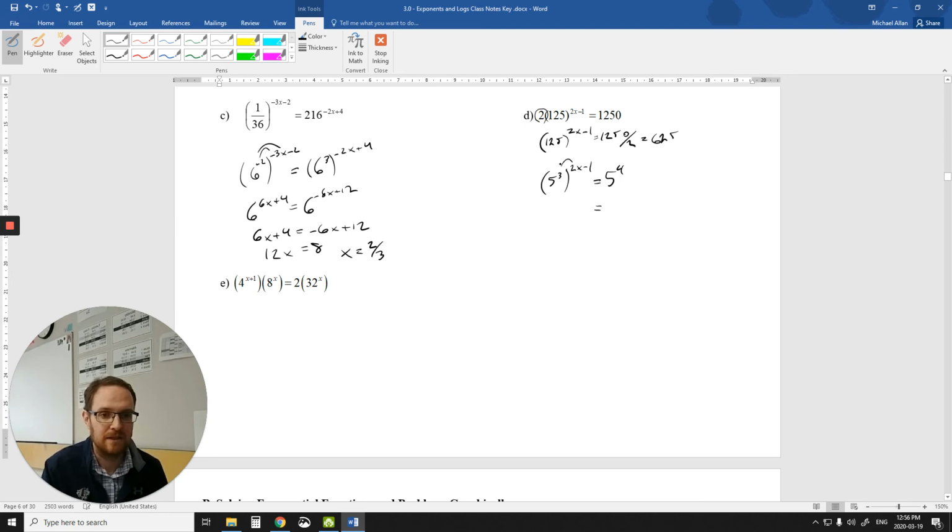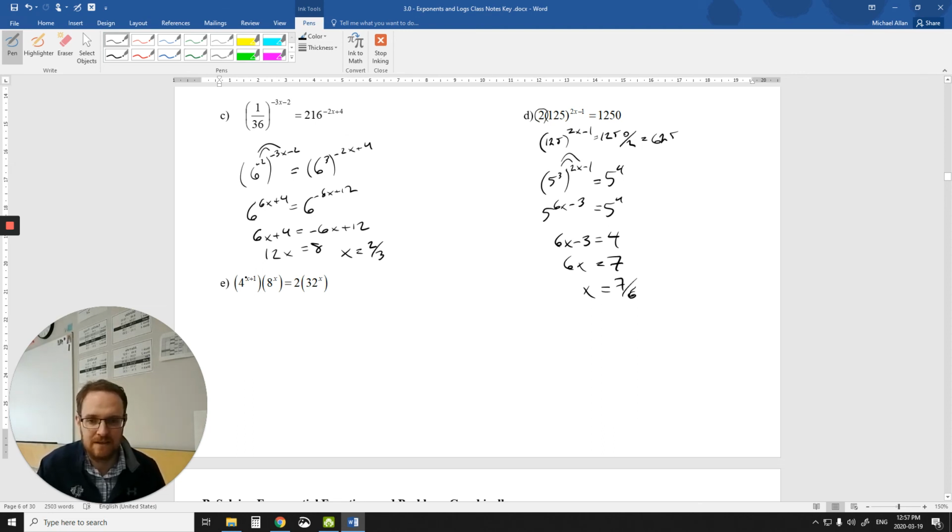Do your power rule here. 6x minus 3, and this is 5 to the power of 4. Now we could drop our bases. 6x minus 3. We're going to add that over. And then solve for x. There we go. So it kind of works out the same way.